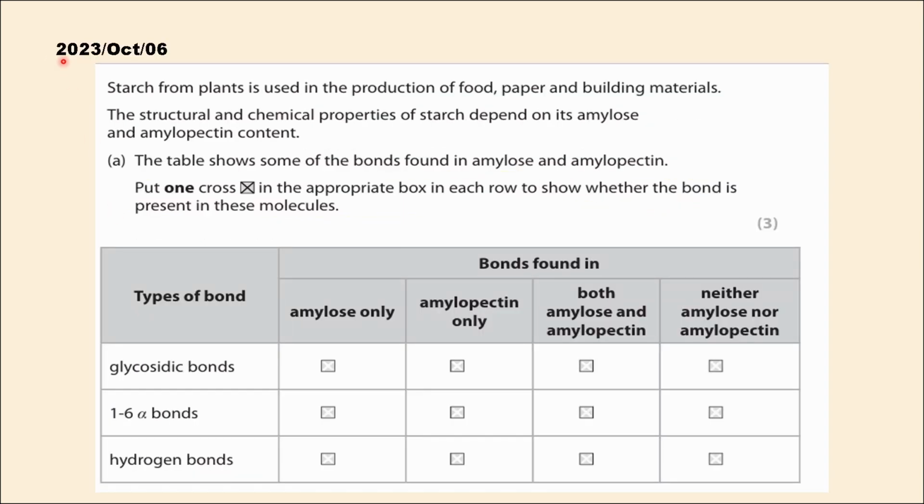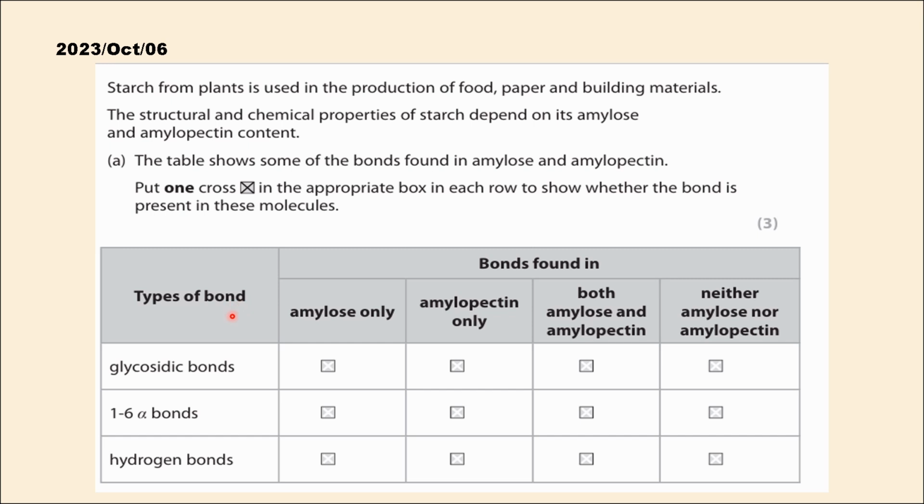The next question is from the October 2023 paper, a very recent past paper question. It provides some information about starch, stating that starch from plants is used in the production of food, paper, and building materials, and the structural and chemical properties of starch depend on its amylose and amylopectin content. You are given a table to complete focusing on the types of bonds.